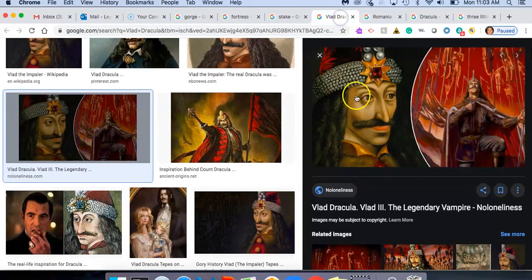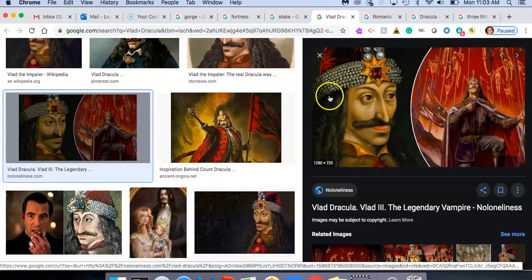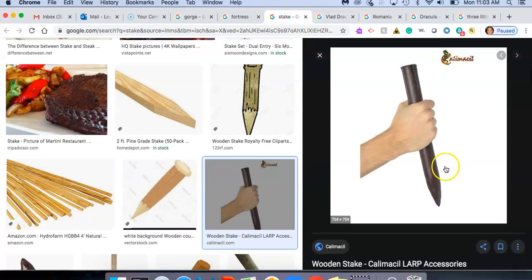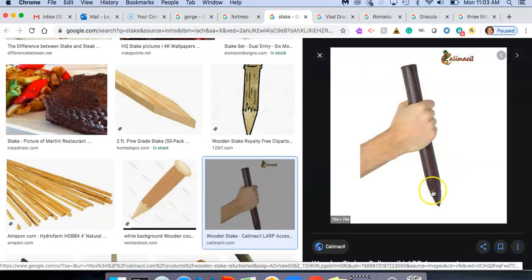Vlad Dracula is a person that we will read about today. They say that the fictional story of Dracula was inspired by this person. Stake. Remember, they say this is how you kill a Dracula. You just get a wood and make it sharp or pointy at the edge.